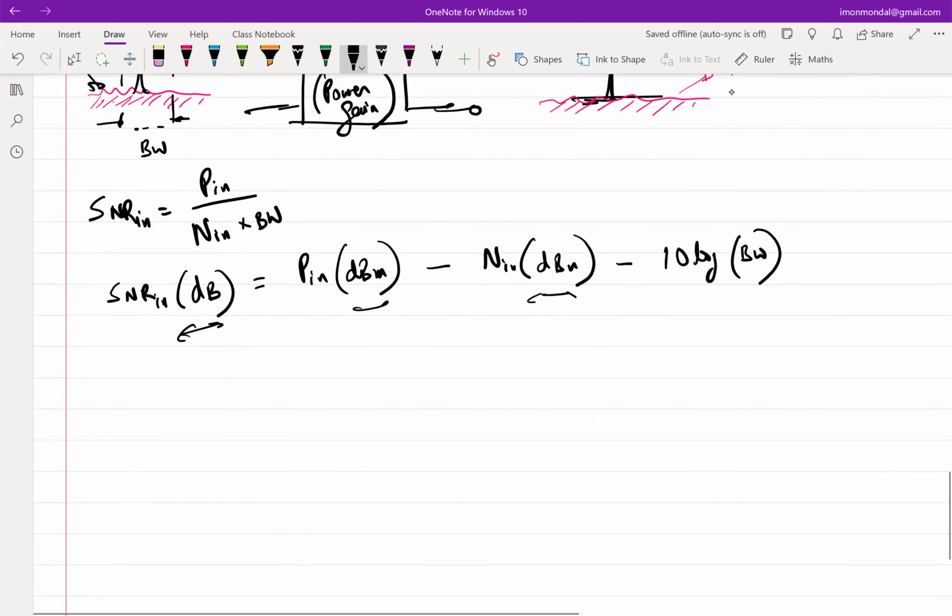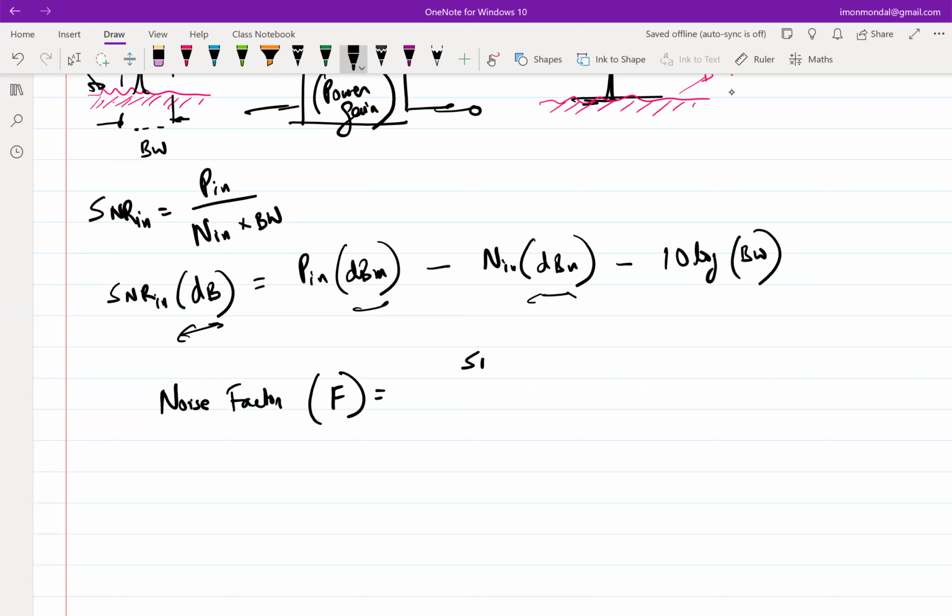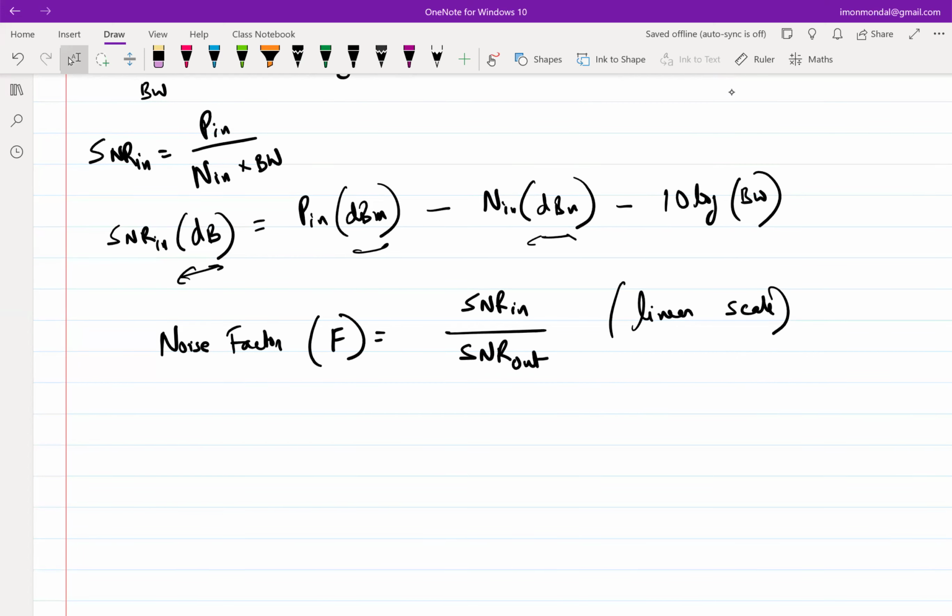Okay, so noise factor, or F, is essentially SNR in over SNR out. This is in linear scale, not dB. If you take dB, then it's called noise figure.